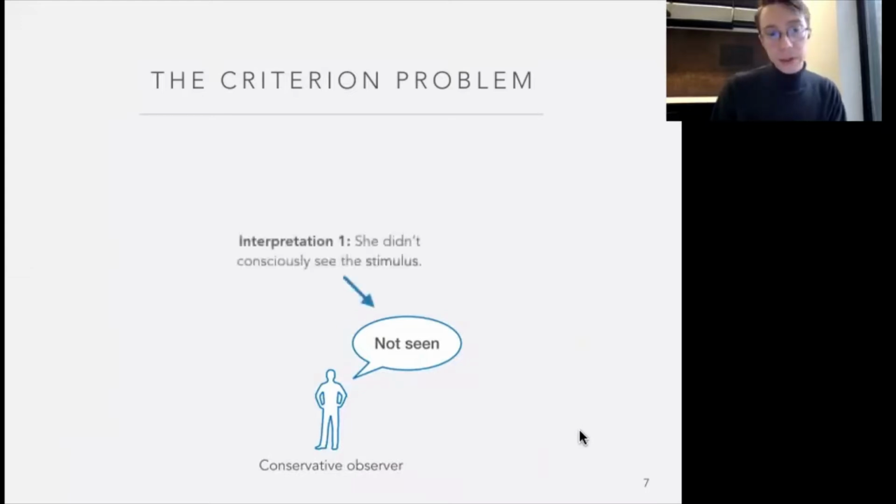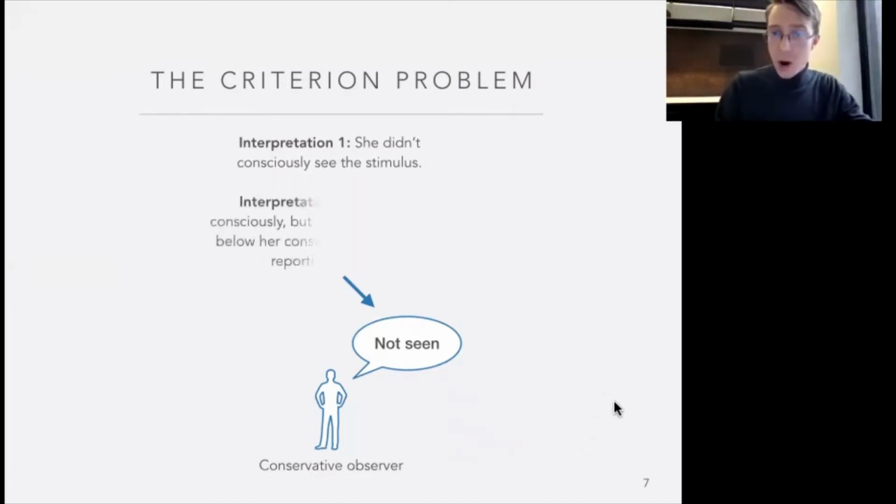And the problem is this. There are now two interpretations of what the not-seen reports really mean with respect to the subject's consciousness of the stimulus. You show them the stimulus, it's masked, and they say they don't see it. But now we are not sure about what the not-seen reports really mean. The first interpretation is very simple: she didn't see the stimulus. That's what not seen means. So that's a straightforward interpretation.